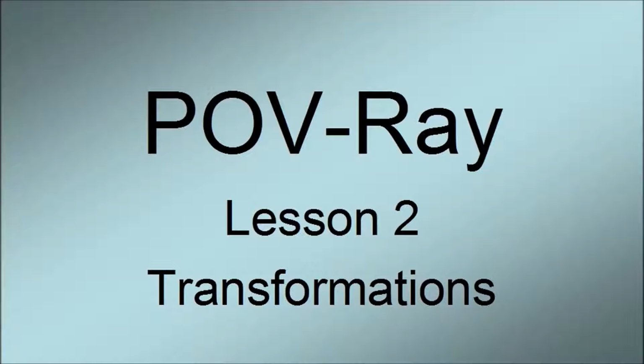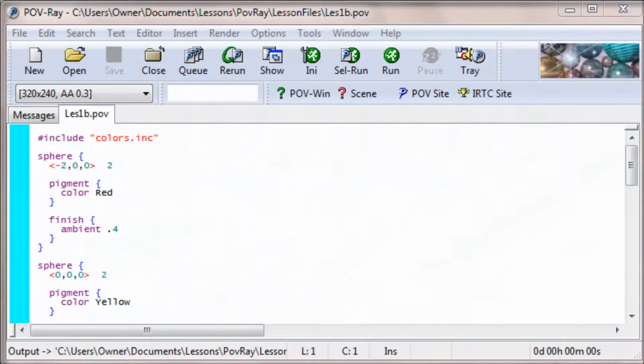In lesson 1, I kind of skipped over some things because I wanted to get to some more interesting details. In this lesson, I'm going to show you some of the things I skipped over, and we'll look a little more closely at that sky sphere, which I didn't do a very good job of. And then I want to show you the 3 types of transformations that you can use on objects in POV-Ray.